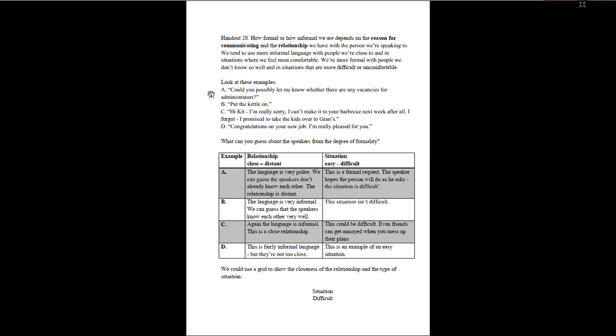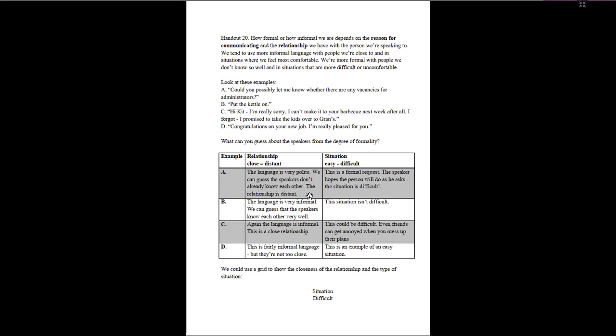Example A: Could you possibly let me know whether there are any vacancies for administrators? So from the point of view of the reason for communicating and the relationship, in sentence A, is the relationship close or distant? The language is very polite. We can guess the speakers do not already know each other. So the relationship is distant.